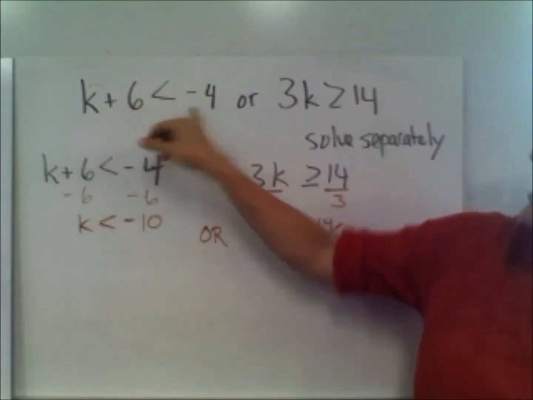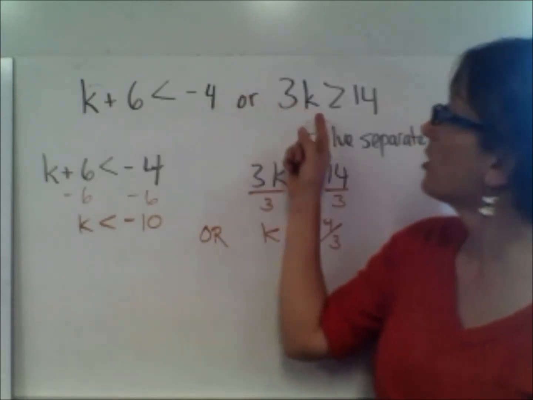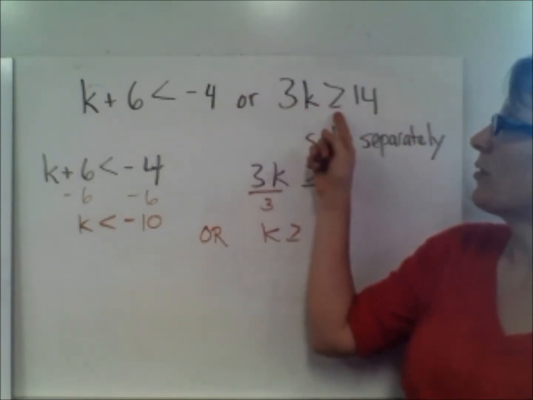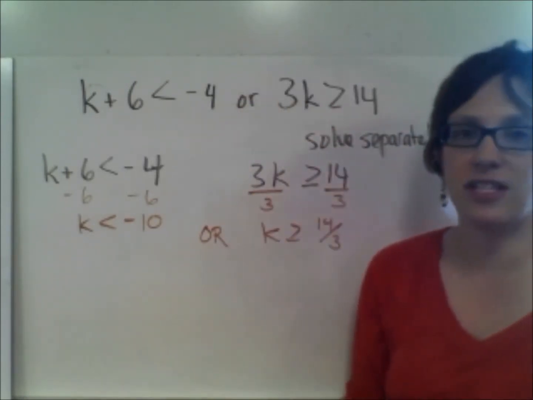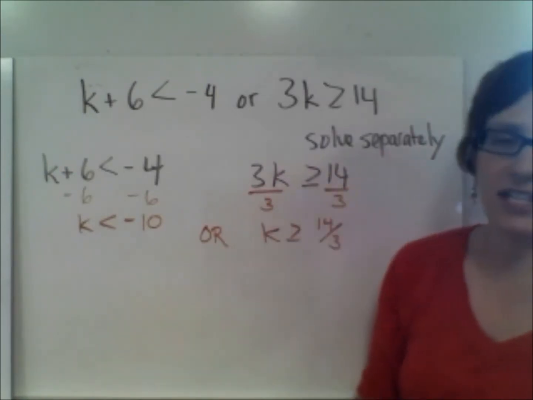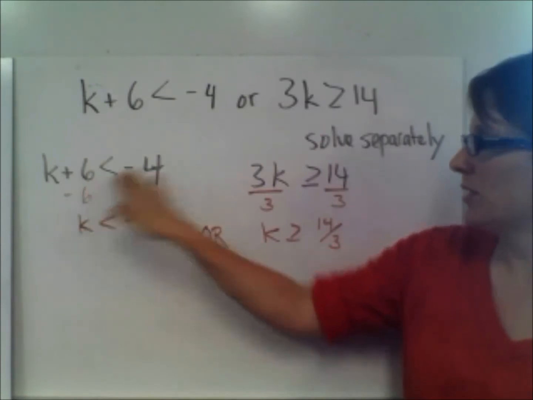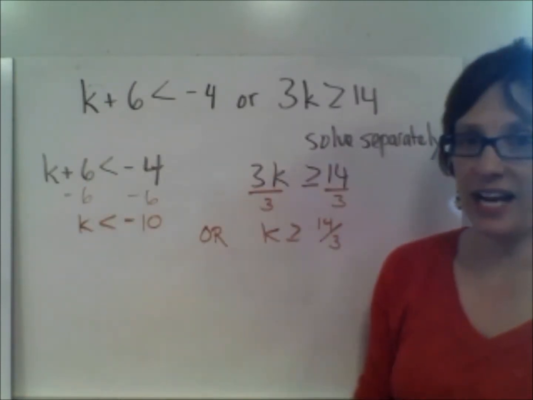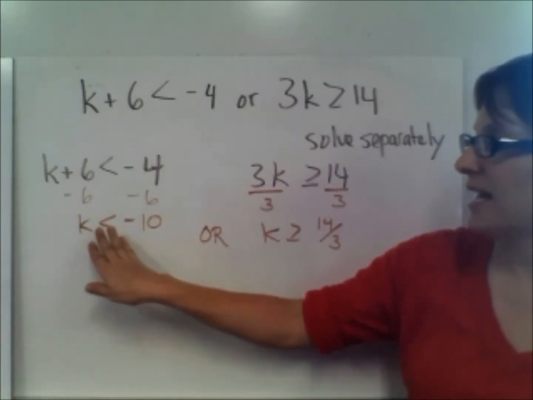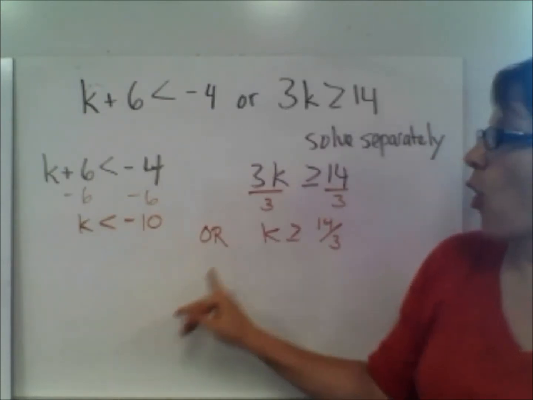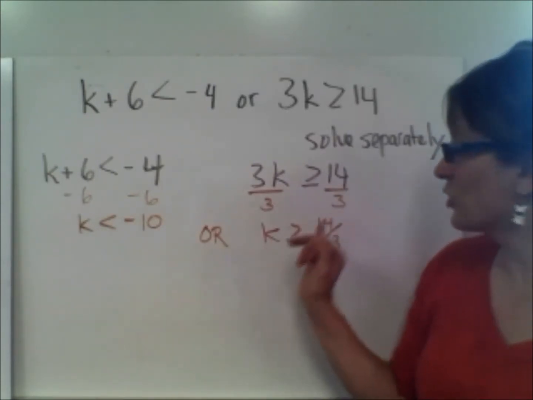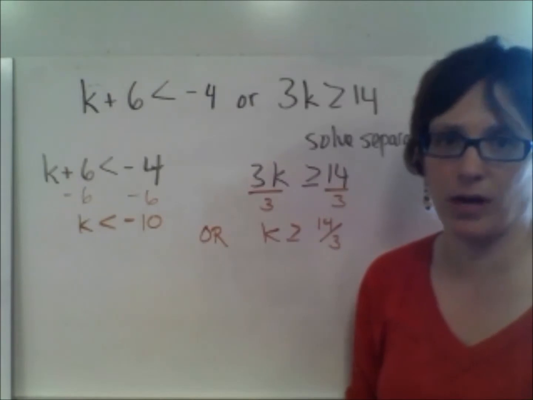K plus 6 is less than negative 4, or 3k is greater than or equal to 14. This is an or inequality. I solve it the same way. Solve them separately. Solving this one, solving this one. I get the answer, k is less than negative 10, or k is greater than or equal to 14 over 3.